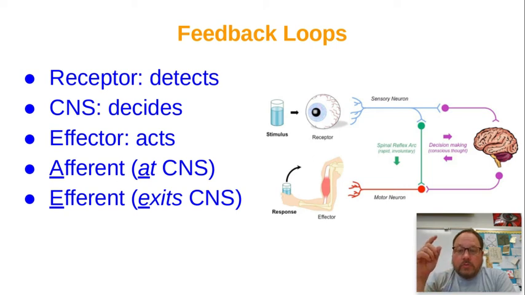Okay. So the receptor detects what's going on, in this case, the eye, which is sort of weird. Looks like a big old eyeball sitting on a table. But the receptor detects what's going on. Central nervous system decides, and then the effector acts. It does something. Now, two additional important components to this are the wires, the biological wires that carry that information. The sensory neurons that bring that information to the brain are called afferent pathways. And the way I remember this, I think it goes at the central nervous system. And then the wires that carry the instructions out to the muscles and glands, those are collectively referred to as the efferent pathways.